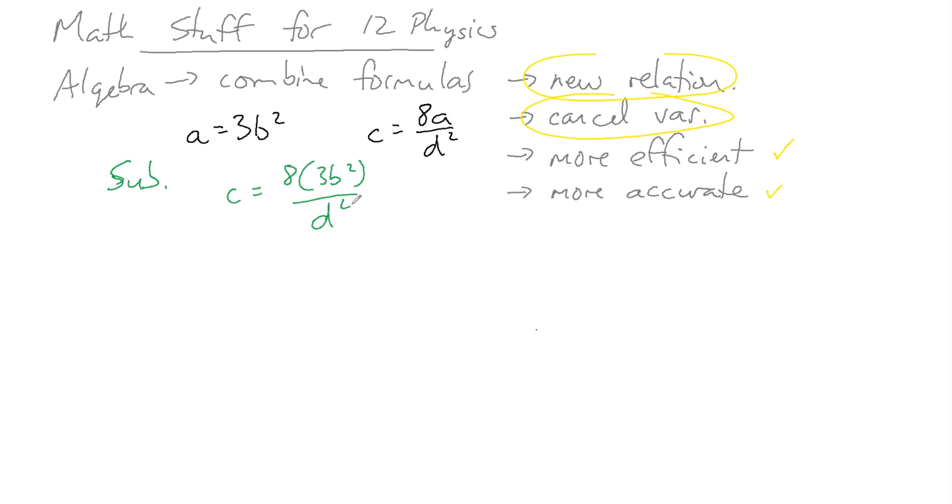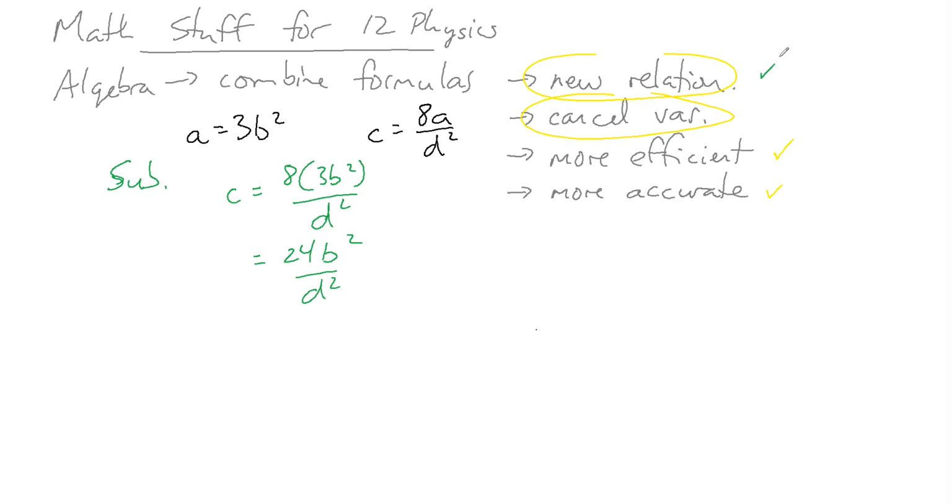And just with this alone, you now have a connection between C and B that you didn't have before. Now, of course, you might want to simplify, that's fine. So if we simplify this, it would be 24 b squared over d squared, blah, blah, blah. Sometimes you'll simplify, sometimes you won't. It depends on what you want to do with it. It's not super critical all the time. So this is a perfect example that shows a new relationship, because now we've connected C and B together where we didn't before.